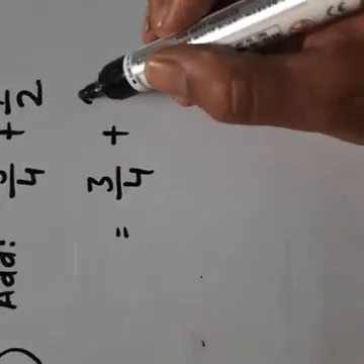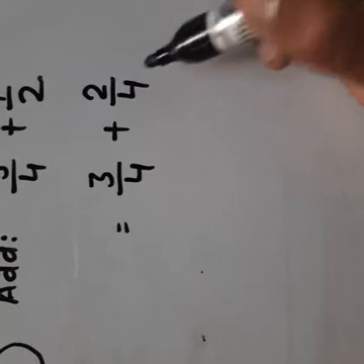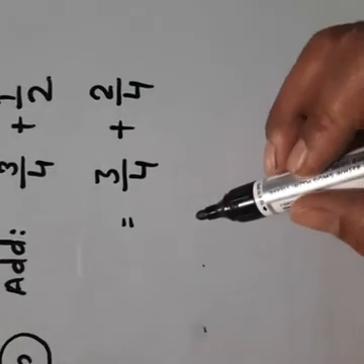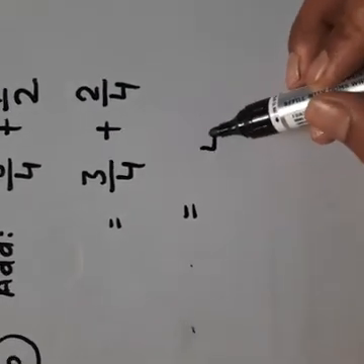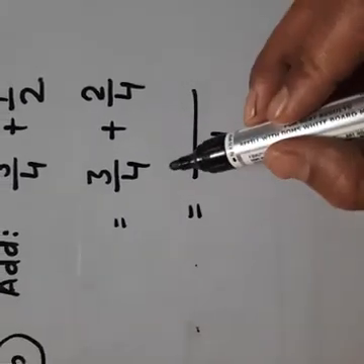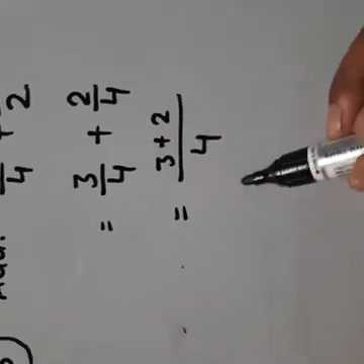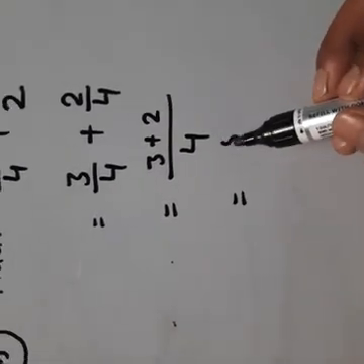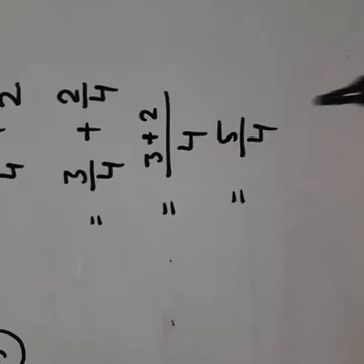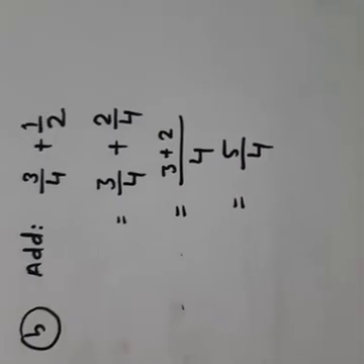Because 1 upon 2 is always equal to 2 upon 4, both the things are the same. Now the denominators are equal. So write the denominator only once and only add the numerators. So this will now become 5 upon 4. So the final answer is 5 upon 4.